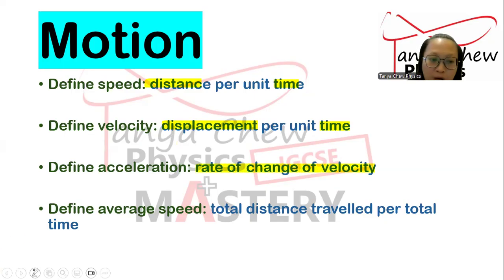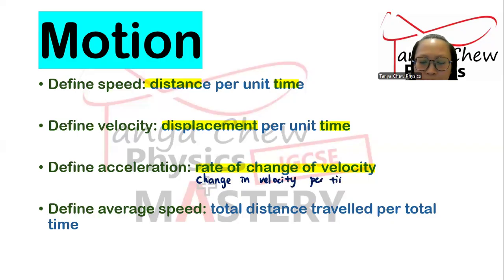But if you don't want this definition, you can also define it with almost similar meaning, as change in velocity per time taken. But you cannot put change in speed because speed is a scalar quantity. Acceleration is a vector quantity. So you have to put change in velocity. If you put change in speed, I'm very sorry, it's very hard to give you marks.